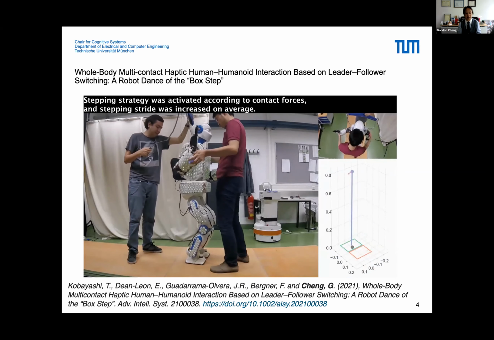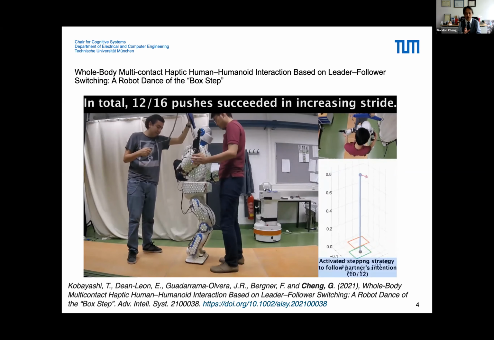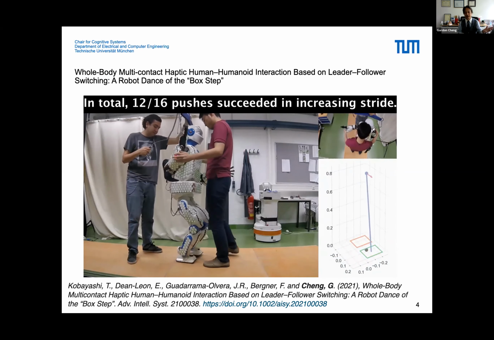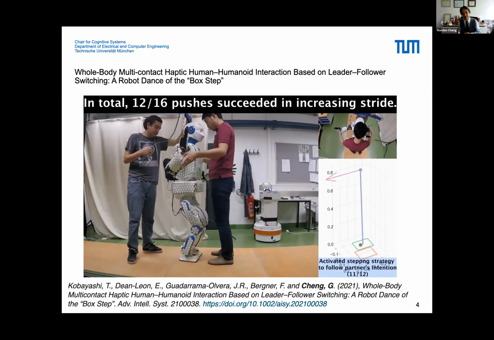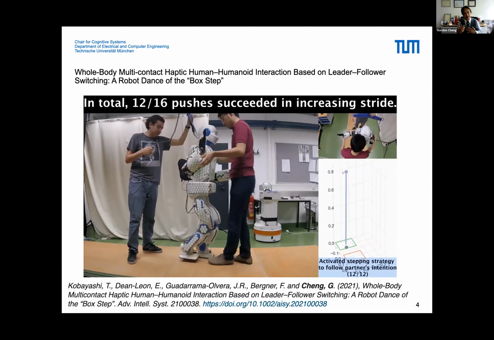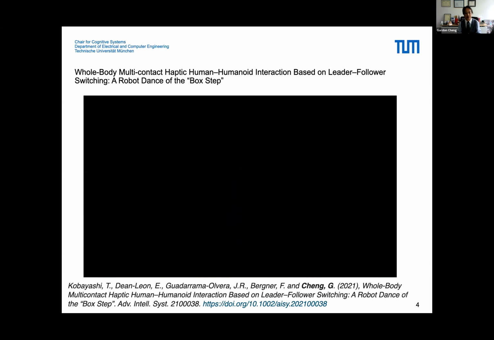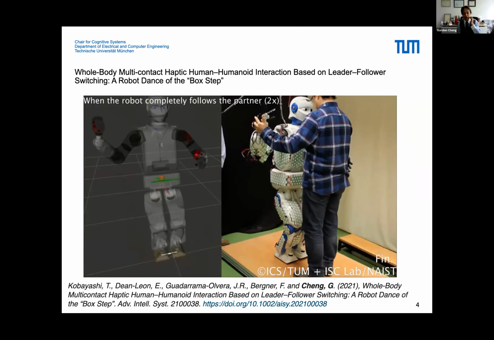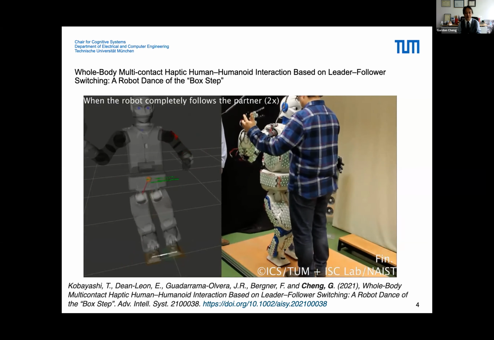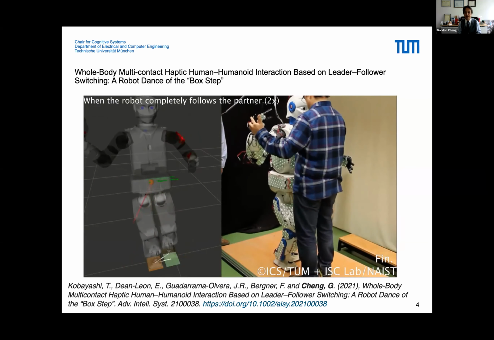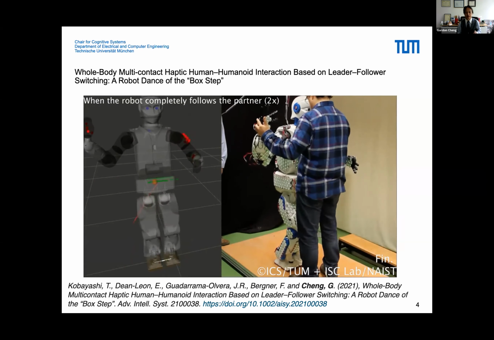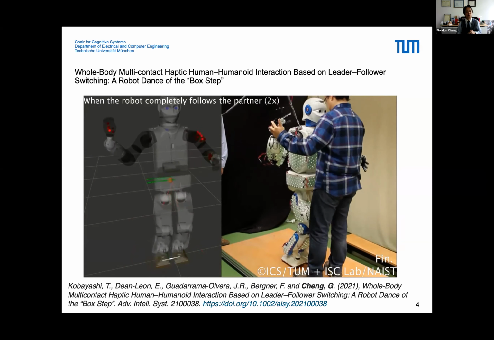These are just taking two strategies. Sometimes the robot is leading and sometimes the robot is following, and then the architecture takes care of all this processing. And this is another example of dancing with another person. So you have full body interaction. These are much more reactive systems.